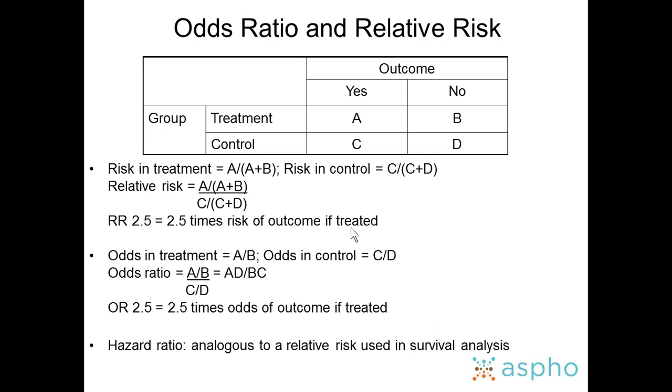Your odds ratio and your relative risk become very similar when the prevalence of your disease becomes rare. The board also wants you to know that your hazard ratio is something that comes from a Cox proportional hazards model in survival statistics. That hazard ratio is very analogous to a relative risk.